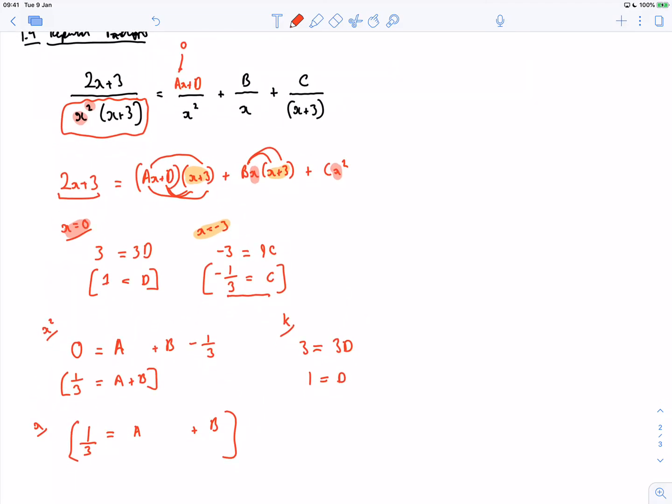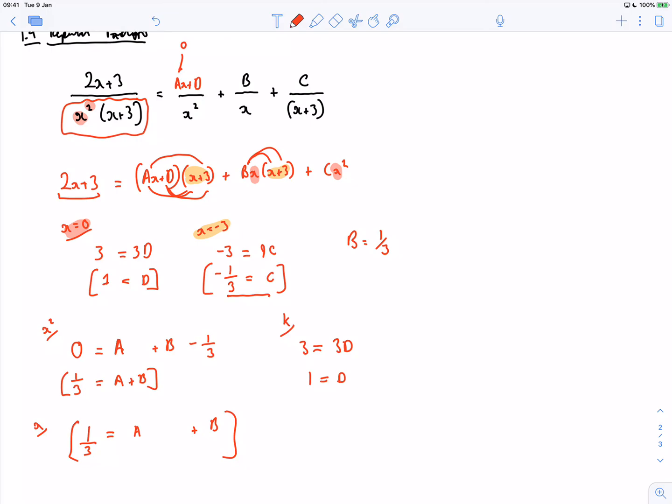We've got a plus b. What can we do here? Well, I know a is going to be 0. If a was 0, b is going to equal a third. Just thinking how you'd prove that. Let's have a think.